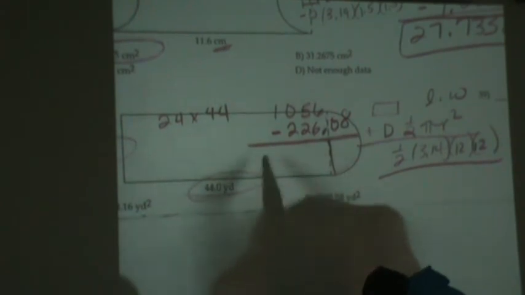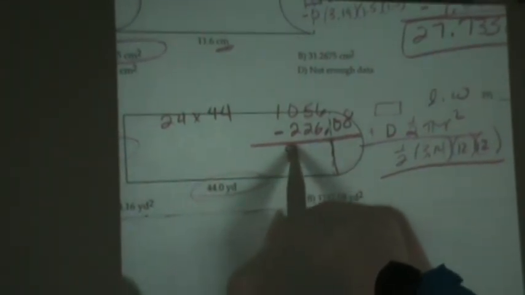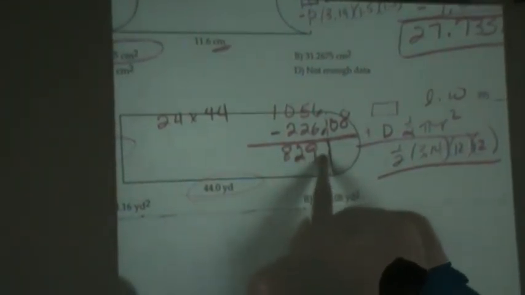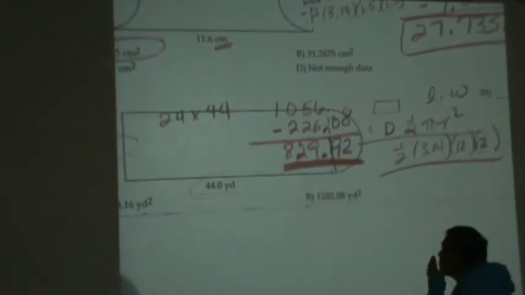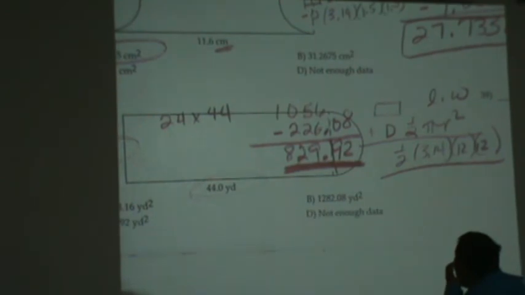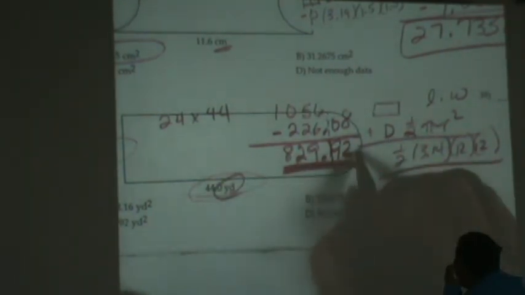That comes out to 226.08. That needs to be subtracted from 1056. So you have 829.92. What is the units? Yards. Yards squared, or square yards.